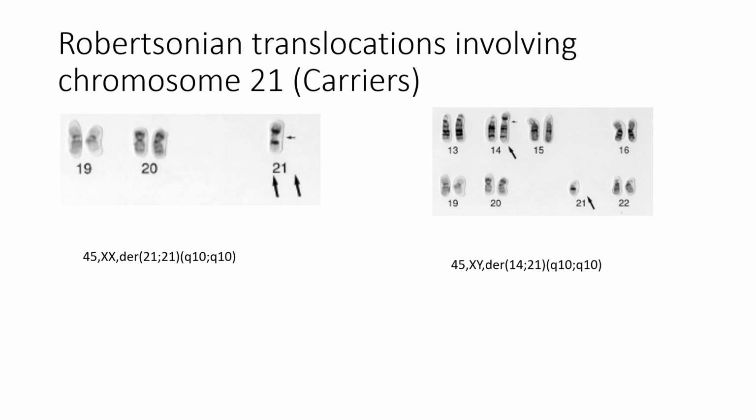So if one was to see a cytogenetic report that shows a Robertsonian translocation, but only 45 chromosomes, you can conclude that this is the karyotype from a balanced carrier.